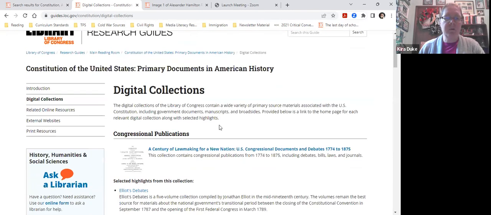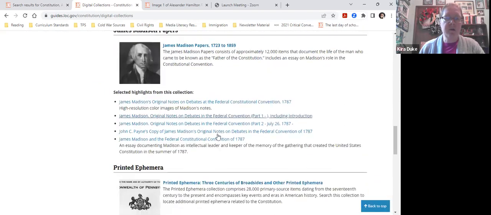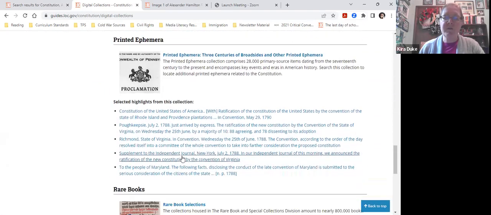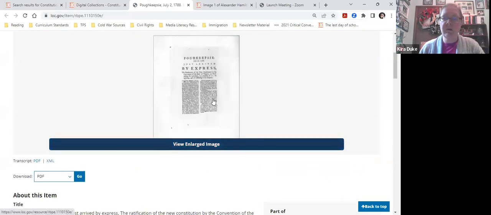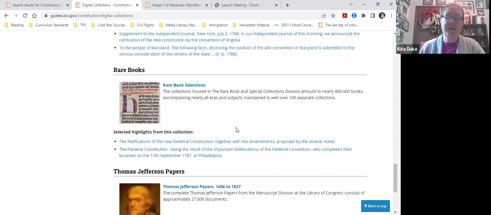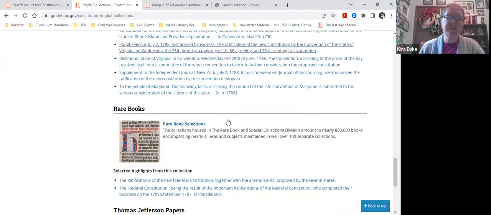All right, one last thing that I want to show you here. Printed ephemera. This is going to be things that were printed, so a little easier to read for our students. There are things in the rare book collection and of course the Jefferson papers.